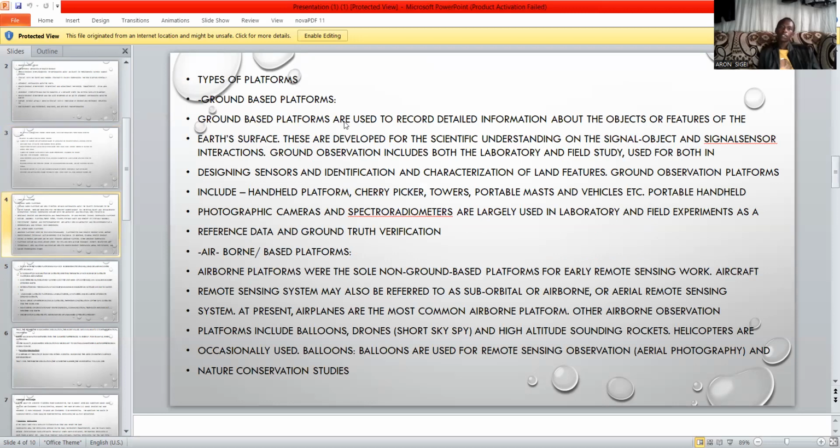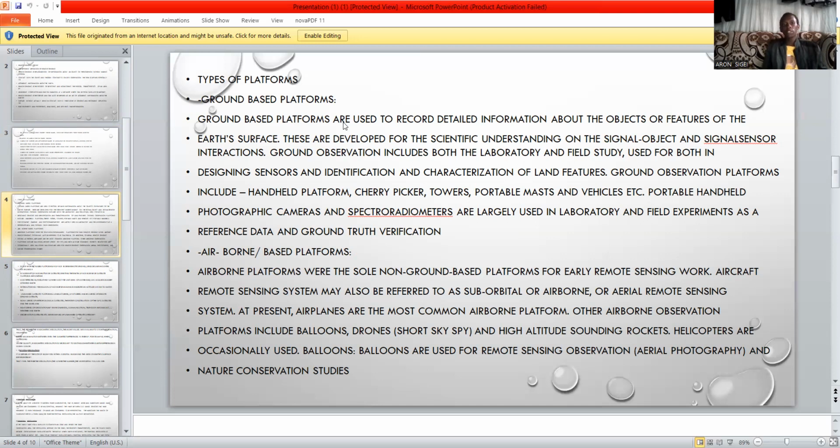Types of platform. There are three types of platforms used in remote sensing. The first platform is the ground-based platform. Ground-based platforms are used to record detailed information about the objects or features of the Earth's surface. These are developed for the scientific understanding of signal objects and signal sensors. Ground observation includes both laboratory and field study, used both for designing sensors and for identification and characterization of land features.